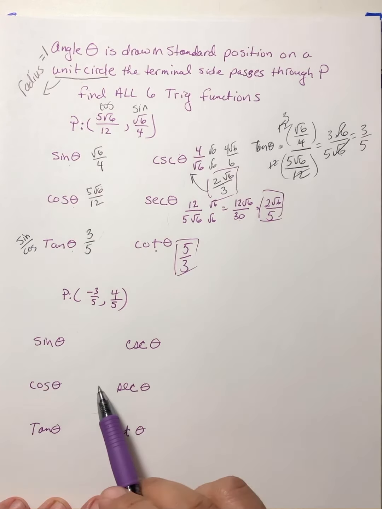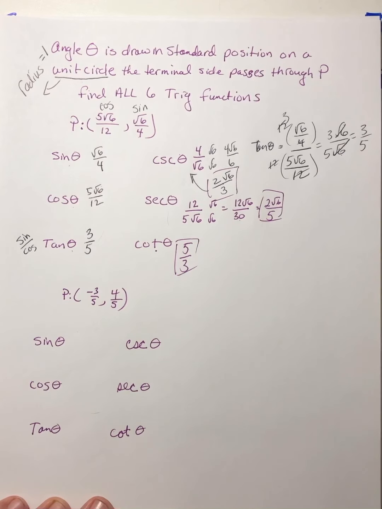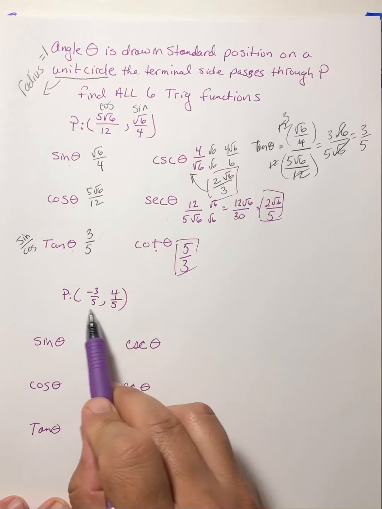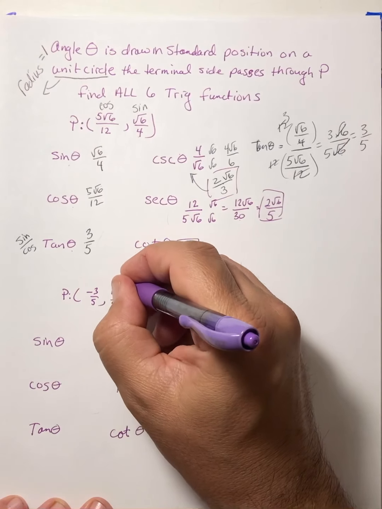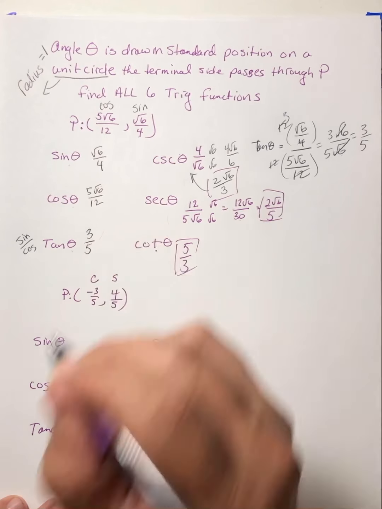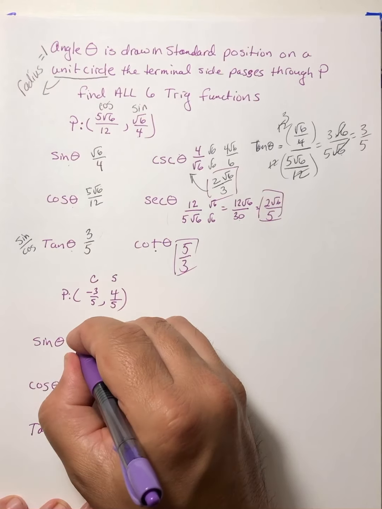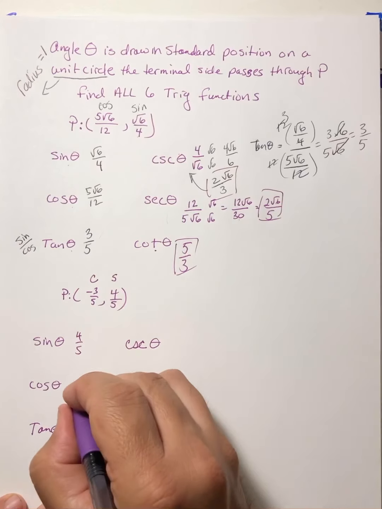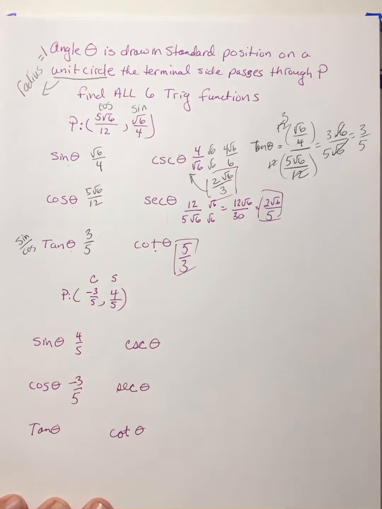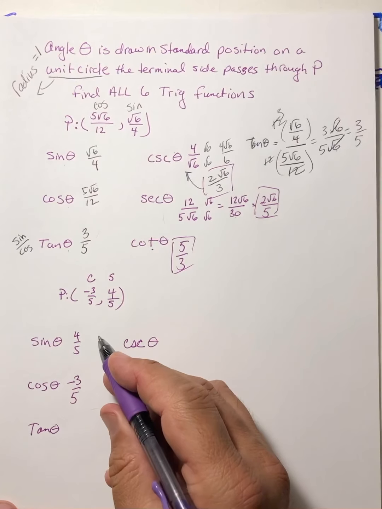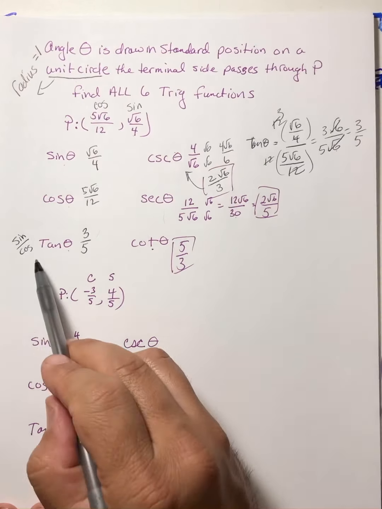Let's look at the last one. Well, which one of these is the sine? Well, you're right. It's the y-coordinate. There's the sine. There's the cosine. So look at how easy, 4/5. There's no radicals in here to worry about. Okay? And then what's the tangent? Well, we already talked about that. That's the sine over cosine.